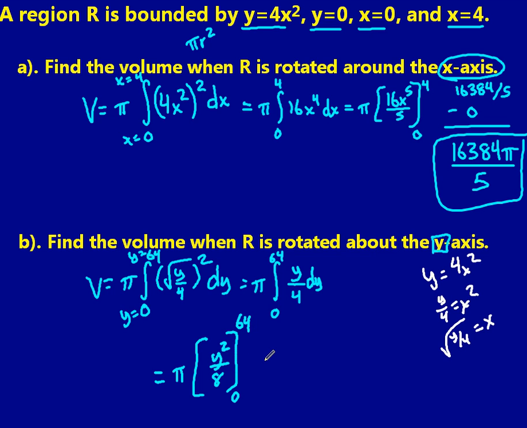When I plug in 64, squared gives me 4096 divided by 8. When I plug in 0, I get 0 divided by 8, which is 0. So I subtract those values. 4096 divided by 8 comes out evenly as 512. So 512 pi will be the volume of that region.